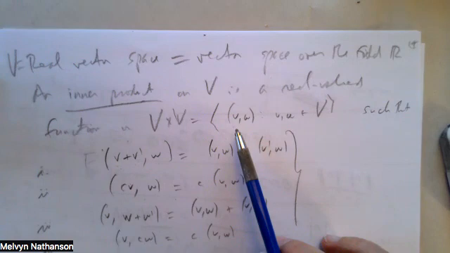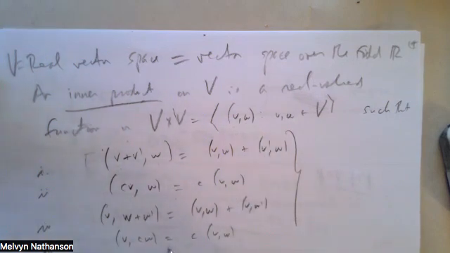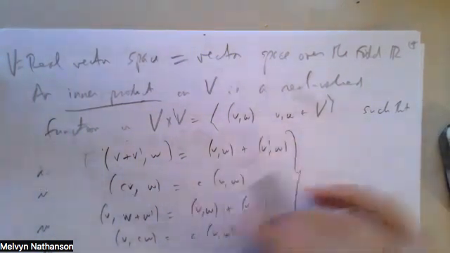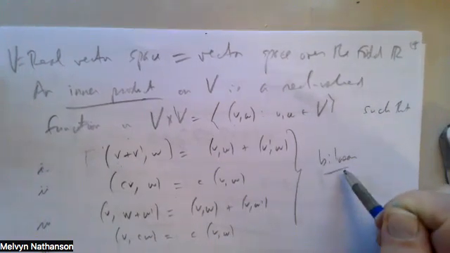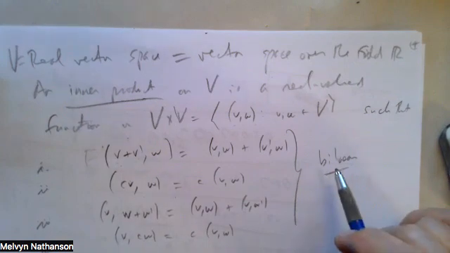This scalar, this inner product, V comma W, has to satisfy these four properties for all vectors V, V prime, W, W prime, and all scalars C. A function that has these properties is called bilinear, because it's like a linear function, but in two variables, so it's bilinear.